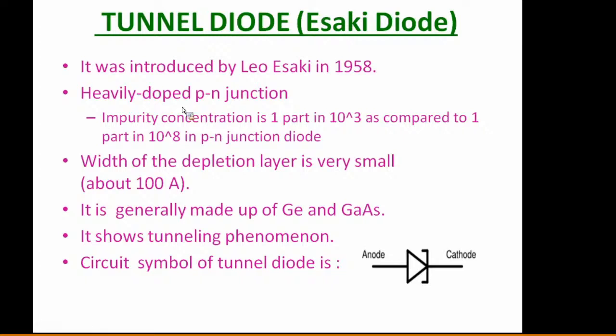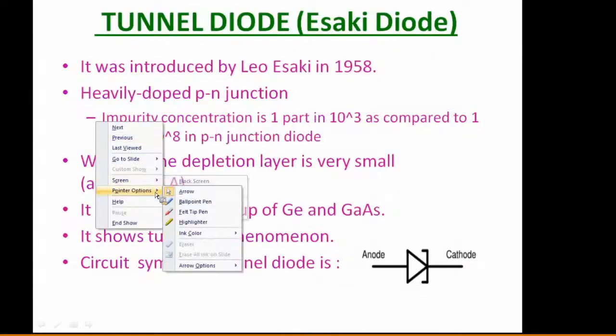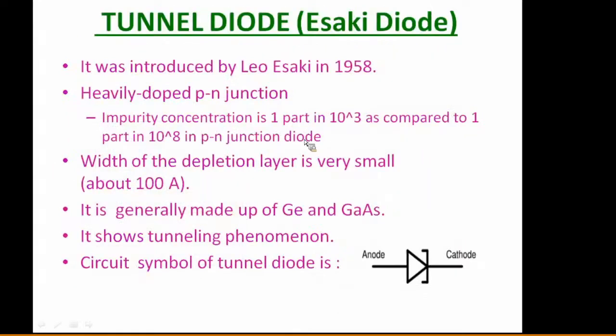The main difference between a PN junction diode, a Zener diode and a tunnel diode is the doping concentration. In a normal PN junction diode, the doping concentration is 1 part in 10 power 8. In a Zener diode, you are adding 1 part of impurity in 10 power 5. In a tunnel diode, there is heavy doping, that means 1 part in 10 power 3. That is for your tunnel diode.